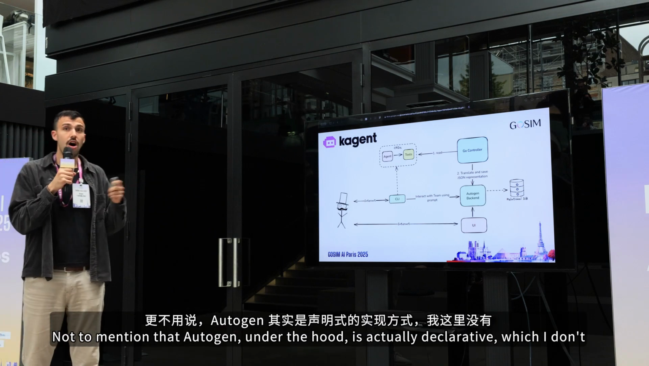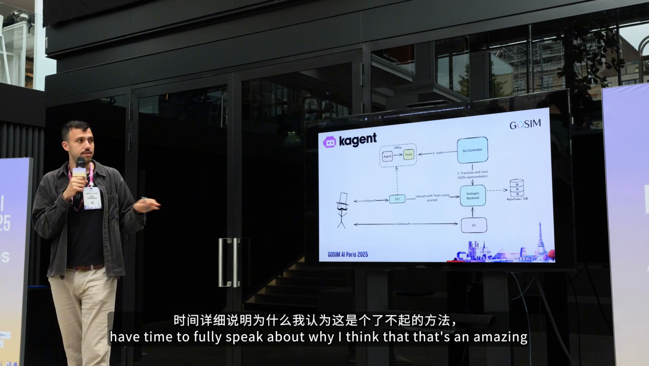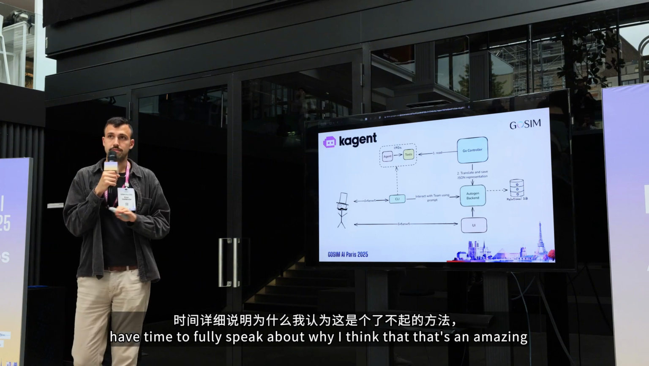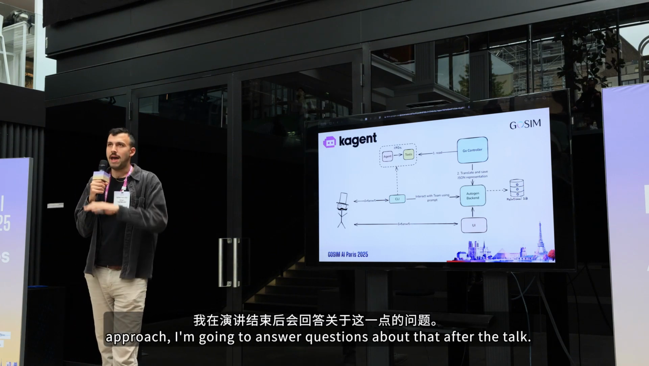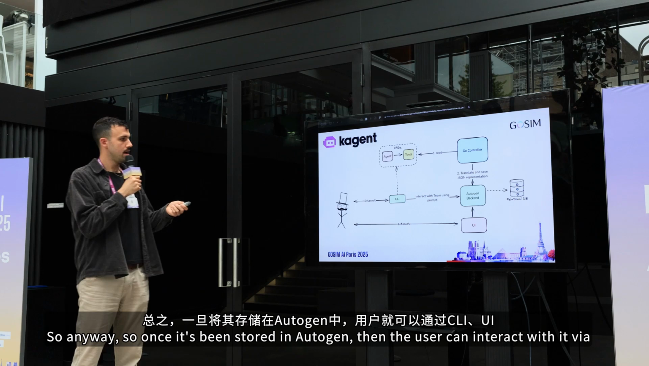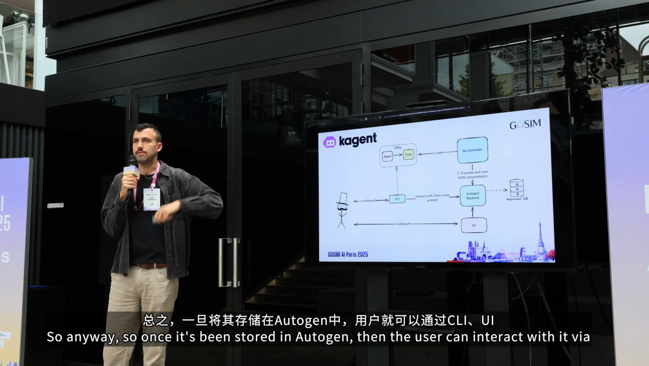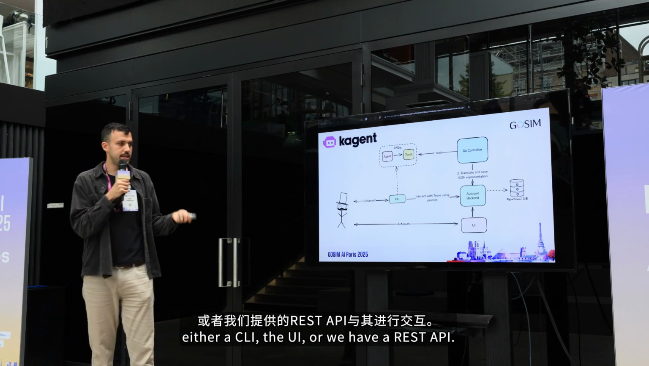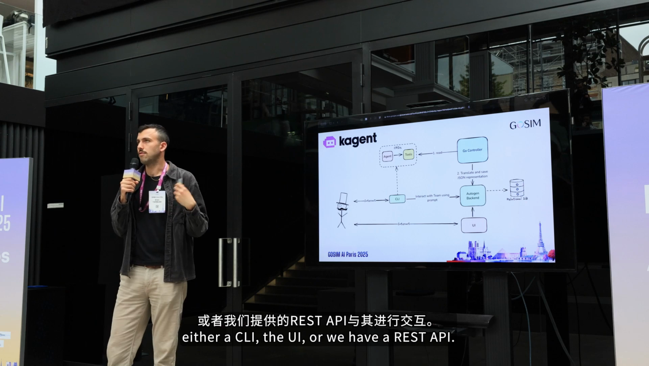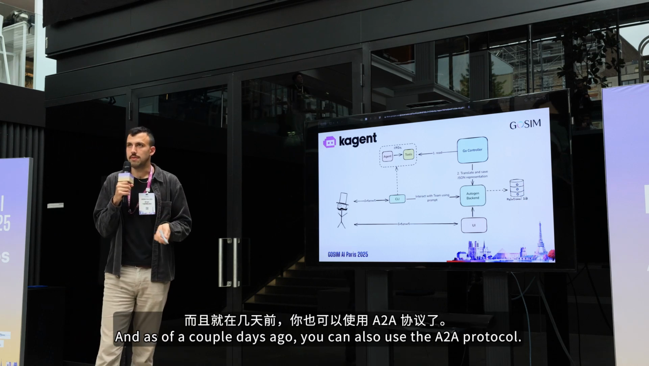Not to mention that AutoGen, under the hood, is actually declarative, which I don't have time to fully speak about why I think that's an amazing approach, but I'm happy to answer questions about that after the talk. Anyway, once it's been stored in AutoGen, the user can interact with it via either a CLI, the UI, or we have a REST API. And as of a couple days ago, you can also use the A2A protocol.